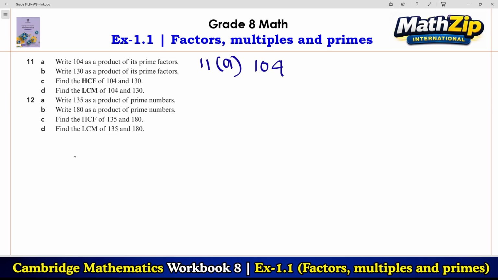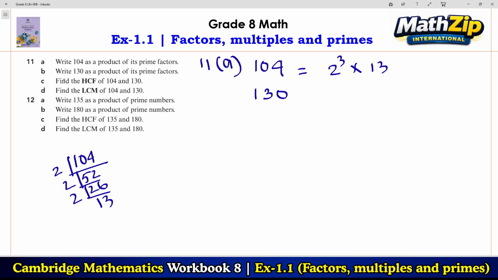104. So first we have to divide by the lowest prime number, which is 2. So 104 divided by 2 is 52. Then divide by 2, it will be 26. Divide by 2, it's 13. So the product of prime factors is 2 to the power 3 times 13, right? Very simple.